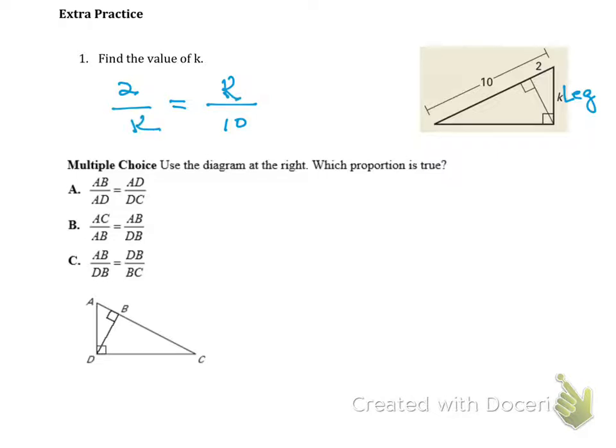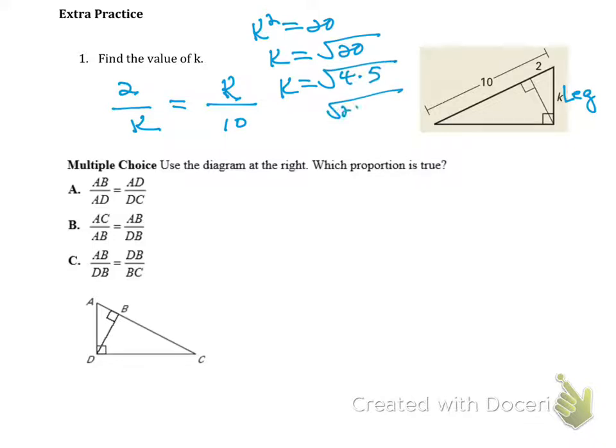So what am I getting? k squared equals 20. k equals radical 20. k equals radical 4 times 5. k equals 2 times 2 times 5. k equals 2 root 5. Okay, I can have a value for k based on the geometric means of the legs.